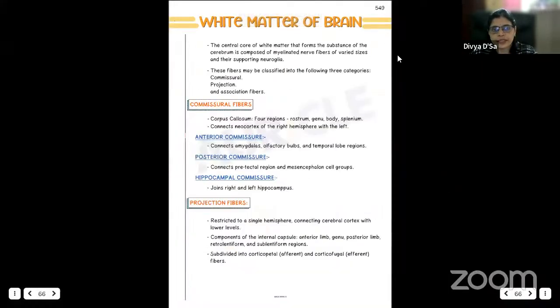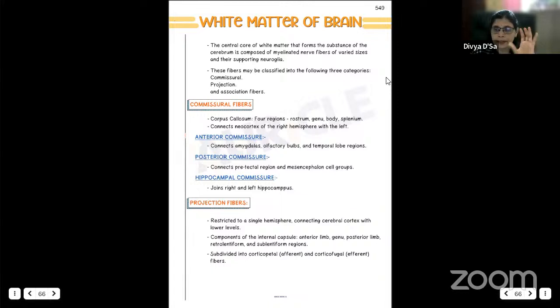Okay, so we'll be doing the white matter of brain. White matter of brain is a very important topic. The central core of the entire central nervous system, basically the brain, the brainstem and all. Here we see the gray matter towards the outside in the cerebrum, and the white matter towards the inside. This central core of white matter forms the substance of the cerebrum, and basically it is composed of myelinated nerve fibers of different sizes and supporting neuroglial cells.